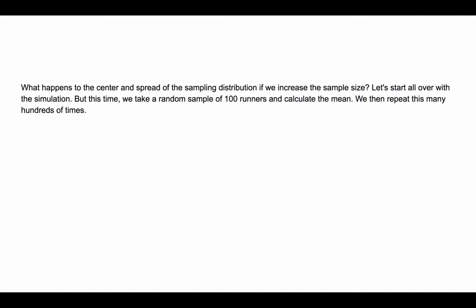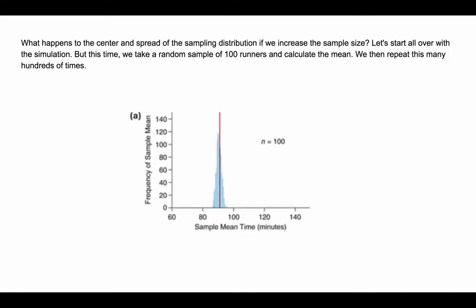So what we'll do is we're going to start over with our simulation, but this time we'll take a sample of 100 runners and calculate the mean. We're going to pretend like we do this over and over and over again. So we keep taking 100 runners and calculate the mean running time of those 100 runners. We're taking these people from the group of 7,000-ish runners that we looked at initially.